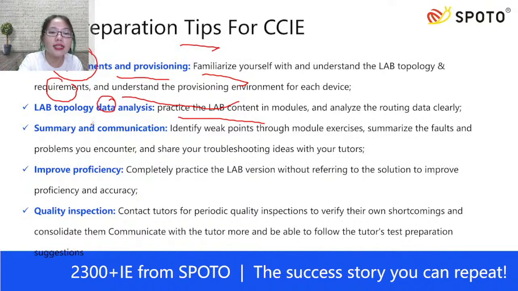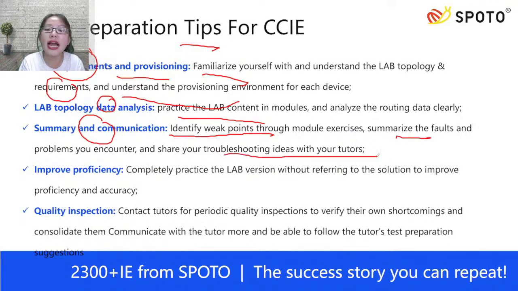And thirdly is summary and communication. Identify weak points through module exercises. Summarize the faults and problems you encountered, and share your troubleshooting ideas with your tutors. And then, improve proficiency. Complete the practice lab version without referring to the solution to improve proficiency and accuracy.